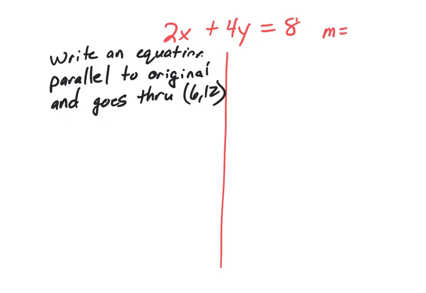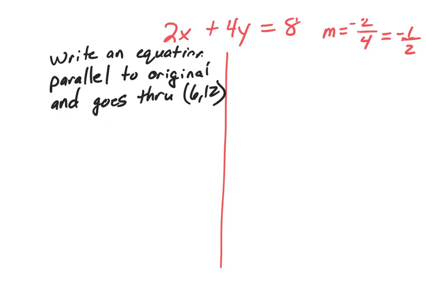Okay, let's go back up to the original equation. Standard form, right? And so when we look at it, once again, we're going to be using the shortcut. This is A, B, and C. So -2 over 4 is my slope, which reduces to be -1/2. That's the slope of the original equation.